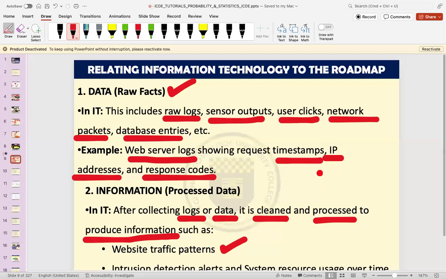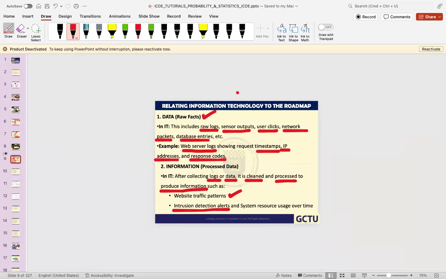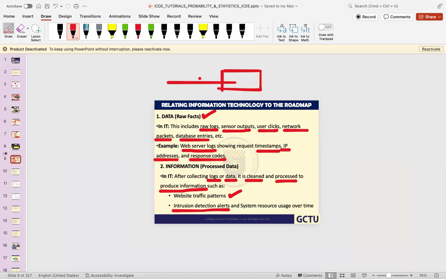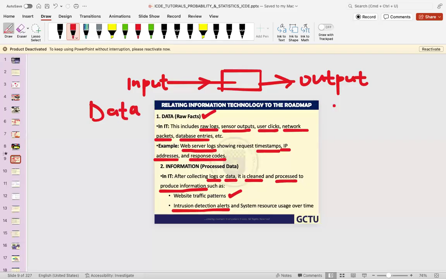So if you have an IT system, this is how it goes. An input will come through the system, and then the system will give you an output, which is information. So you input data here, and then you output information.